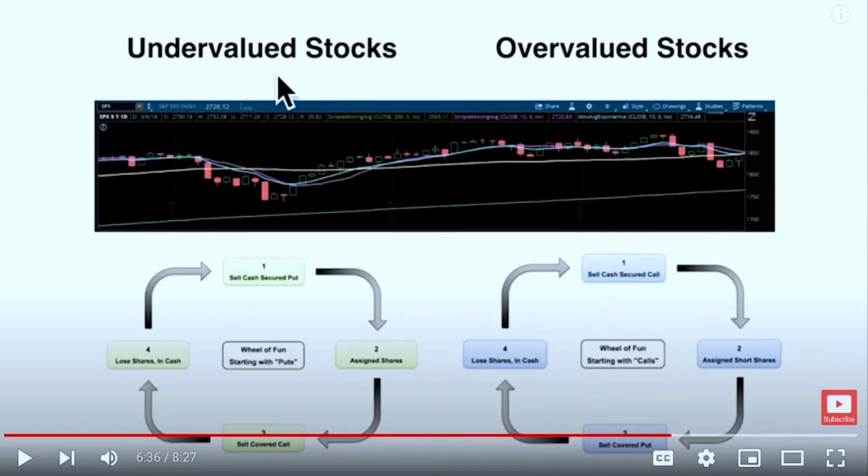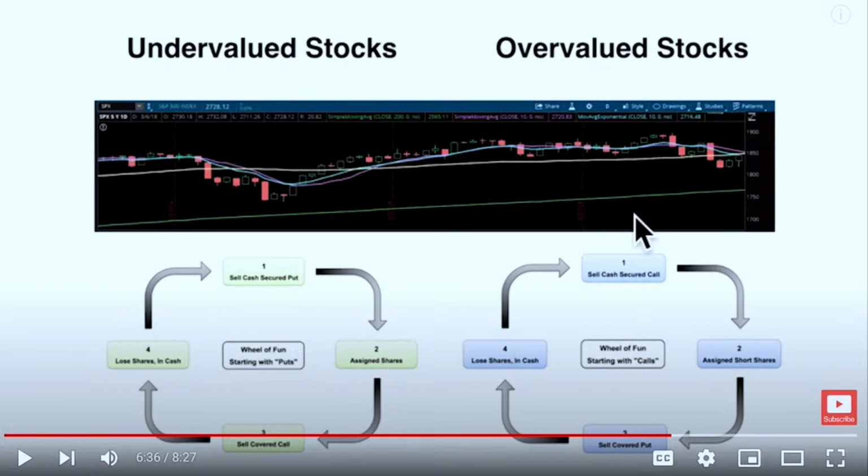But essentially what it is, you start out the wheel by identifying stocks that are either undervalued or overvalued. And I don't really mean on a fundamental basis. Typically, we are talking about price. So if you're talking about undervalued stocks, you're talking about stocks that are maybe depressed recently, maybe there's been a little bit of a market crash, volatility is going to be elevated. That would be starting the cycle with put options.